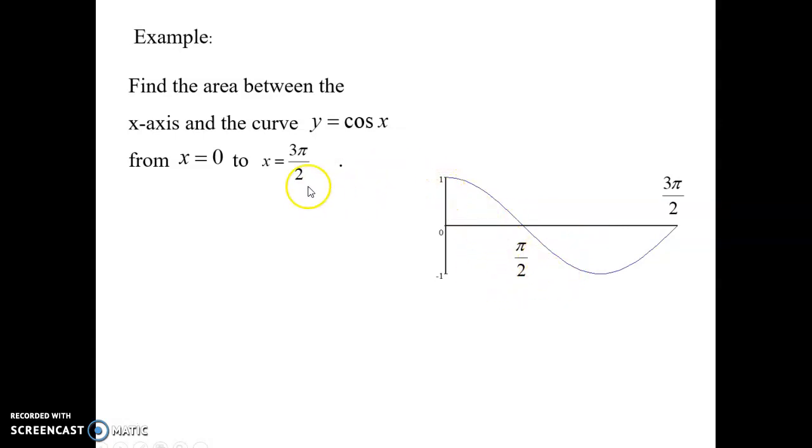Remember, if we find the definite integral from 0 to 3 pi on 2, that would be our values from 0 to pi on 2, which will be a positive number because the graph of this function lies above the x-axis. And then if we did the integral from pi on 2 to 3 pi on 2, we would get a negative number because this area of this curve lies below the x-axis.